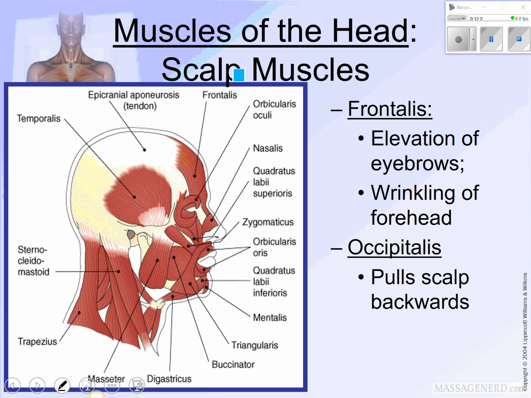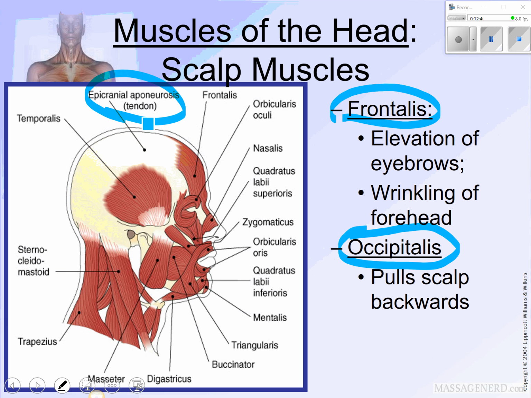Muscle groups of the head or scalp muscles. You have, of course, the frontalis. This one's also called the frontal belly. So make sure that you put that on there. Frontalis, also known as your frontal belly. Occipitalis is also known as your occipital belly, because the new lecture book calls it the occipitofrontalis muscle, and it is separated by the epicranial aponeurosis tendon.